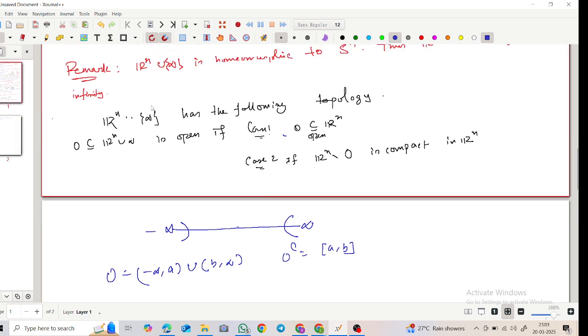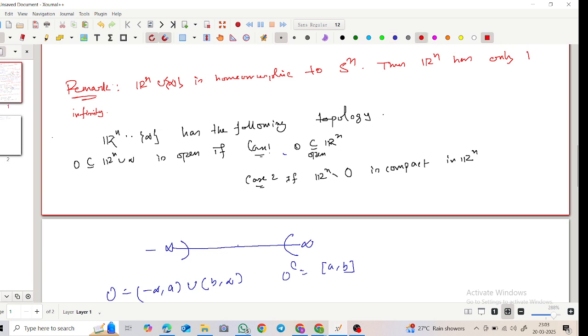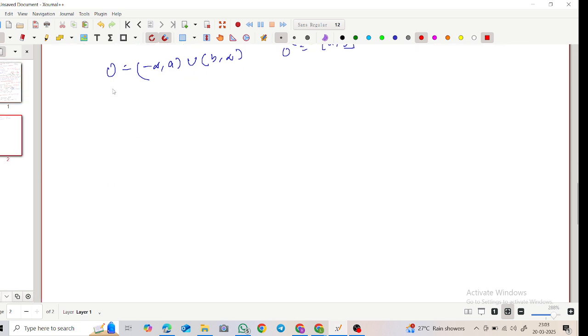This was remark 1, and now remark 2. We are doing all this geometry for a particular reason, okay?